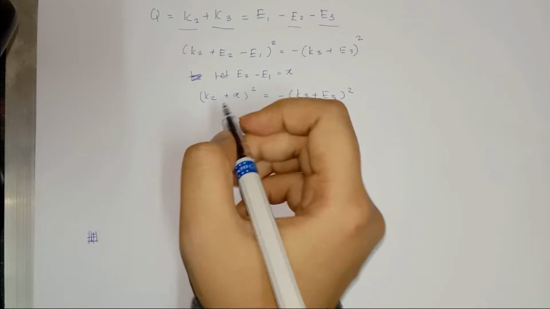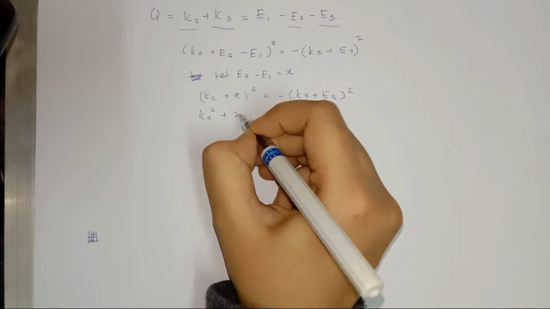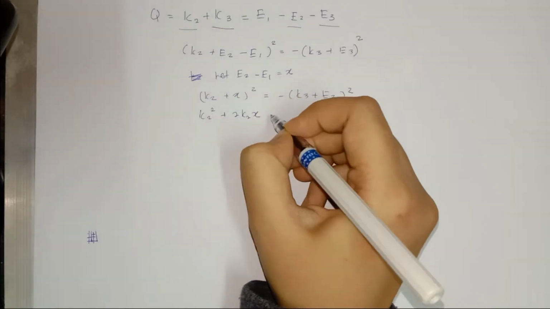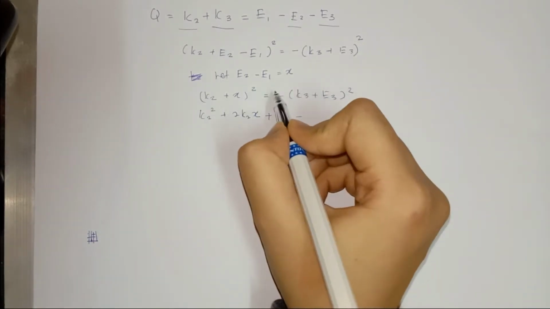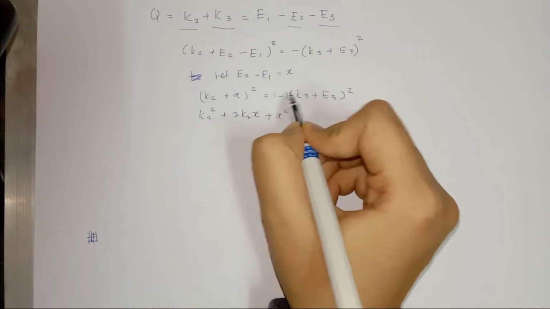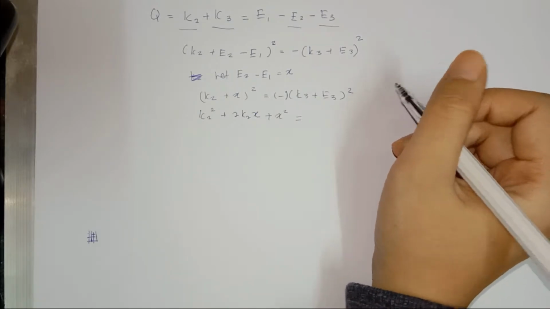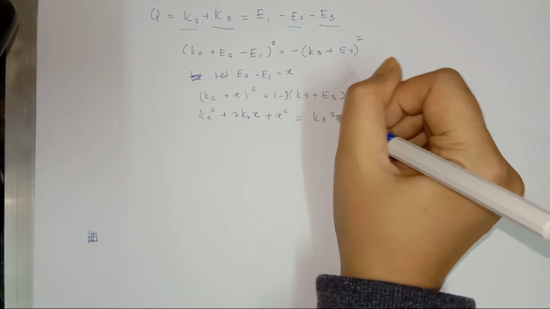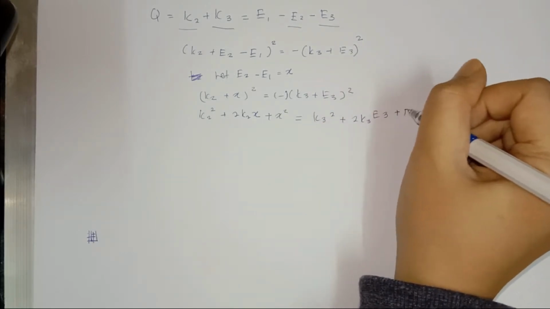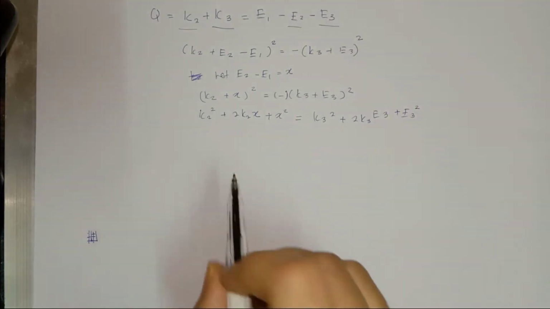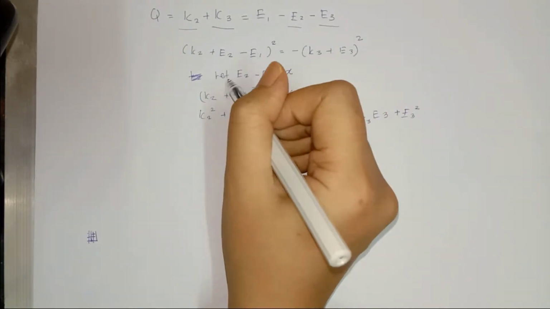Now you just expand it like the usual. K2 squared plus 2K2x plus x squared equals, minus this is like a little bracket here, so don't forget this negative sign here. So it's going to yield K3 squared plus 2K3E3 plus E3 squared, right? So once you get this, you're going to substitute back x with this value.